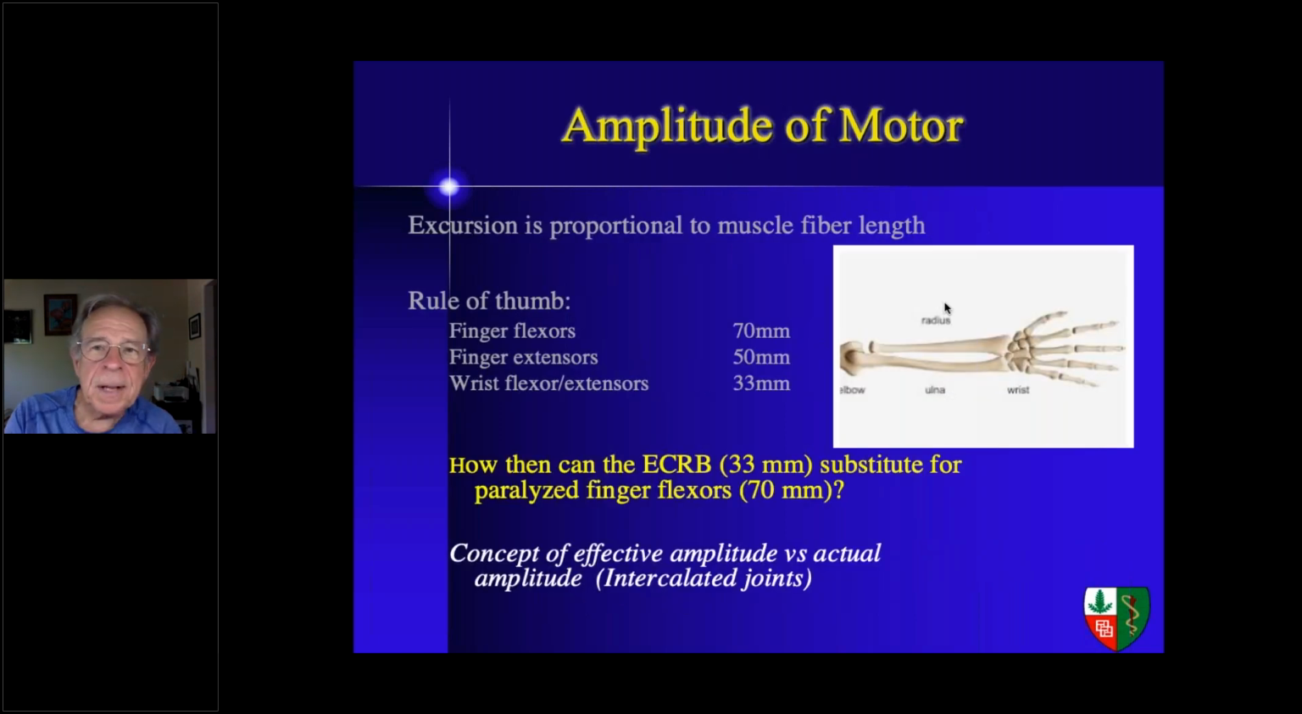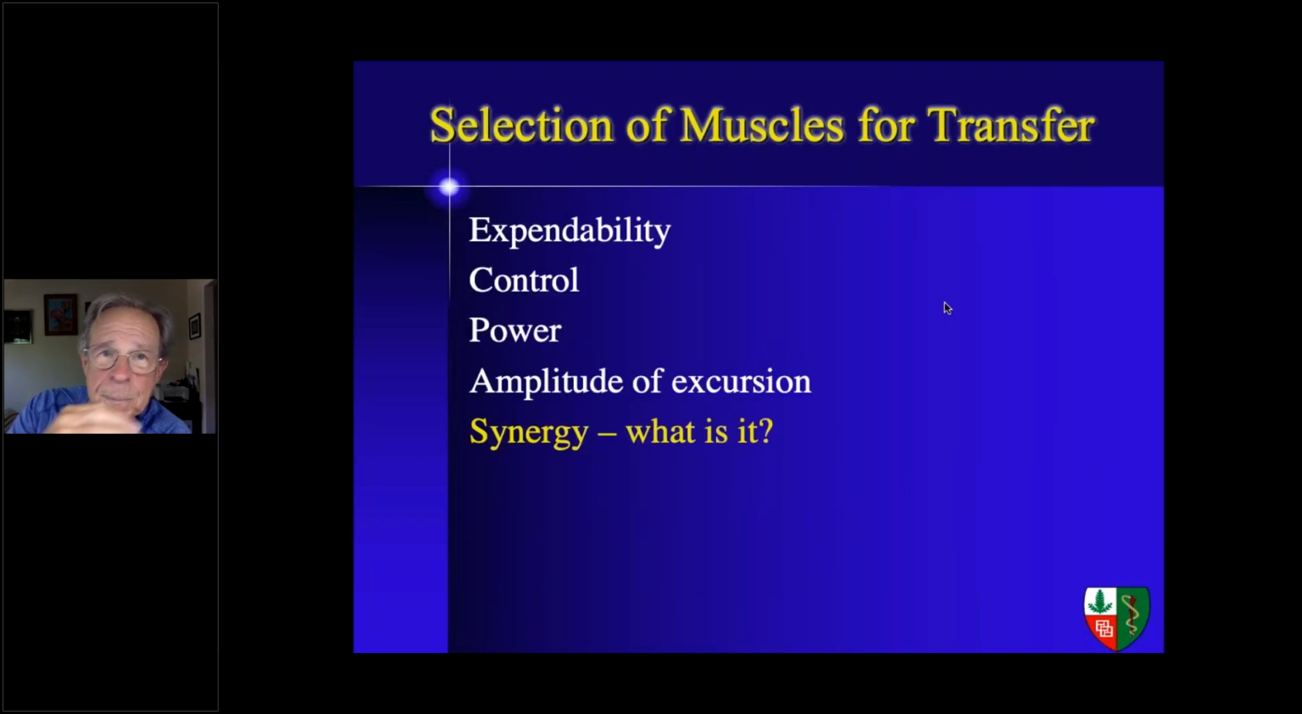That's exactly right. So the transfer has an active contraction of so many millimeters, and then it doesn't do any more. But as the wrist moves, as the intercalary joints move, you get an increase in the effective amplitude versus the actual amplitude. So we take advantage of these intercalated or intercalary intervening joints to improve the function of our tendon transfers.